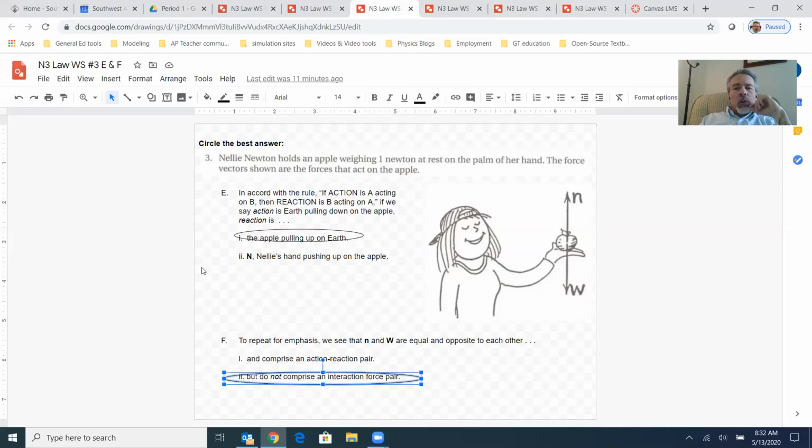How can the apple pull up on the earth? It is. It's pulling up on the earth. The reason why we don't see the earth move up is because it's such a small amount that it would move up because the mass of the earth is so huge. Okay, to repeat for emphasis, we see that N and W are equal and opposite, but they do not comprise an interaction force pair.